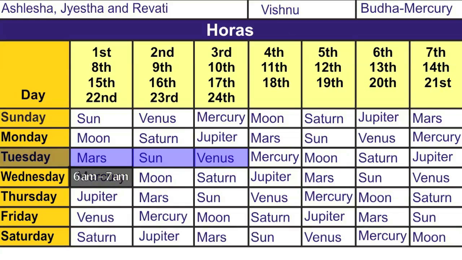This means that the first aura from 6 a.m. to 7 a.m. is ruled by Mars, the second aura from 7 a.m. to 8 a.m. is ruled by the Sun, Venus rules from 8 a.m. to 9 a.m., and so forth.